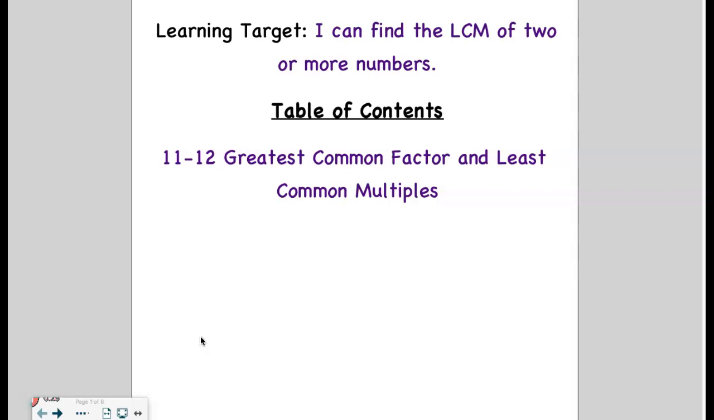Remember, we have already talked about multiples, and multiples are the product of a number multiplied by another number. So like the multiples of 12 are 12, 24, 36. So we have 1 times 12, 2 times 12, 3 times 12. Those are multiples.